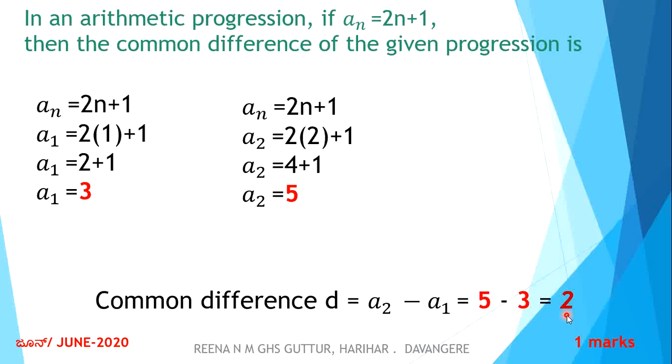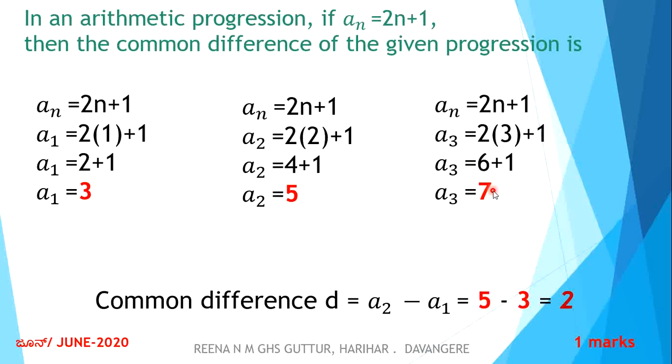Substitute 3 in place of n. So write down the nth term. an is equal to 2n plus 1. On substitution, a3 is equal to 2 into 3 plus 1. On simplification, 2 3s are 6 plus 1, that's equal to 7. So a3 is equal to 7.